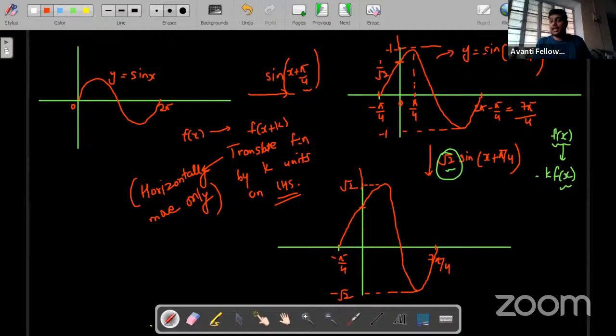Now we have to multiply every value by root 2. So multiplying by root 2, the y-intercept will be root 2 times the initial value. So root 2 by root 2 means 1. So this value is now 1. And this value is the same as pi by 4. This is 0. Clear? So now we have to find the GIF of this function. I hope till now you understood.